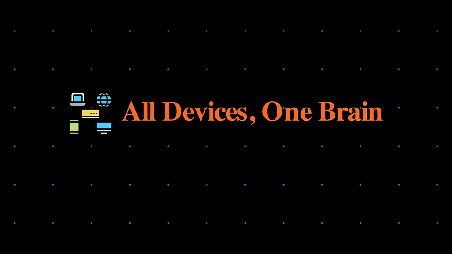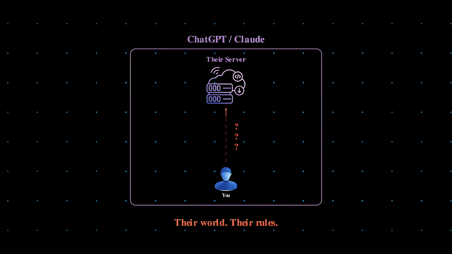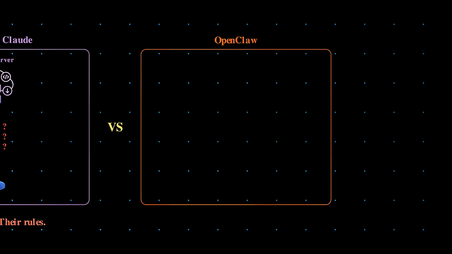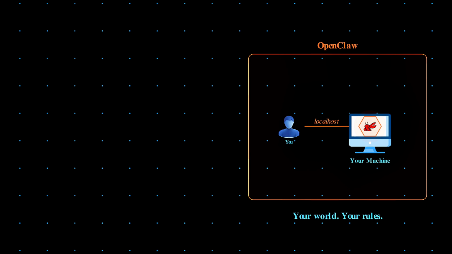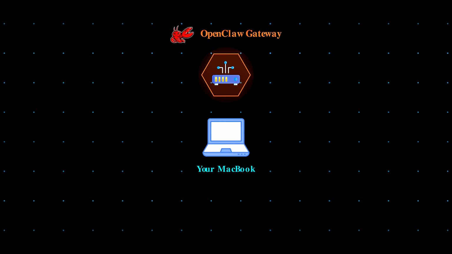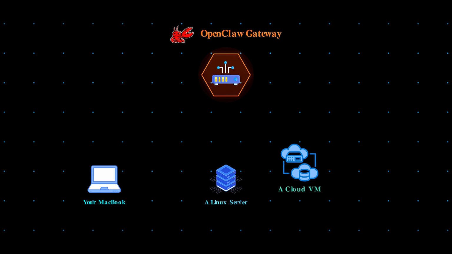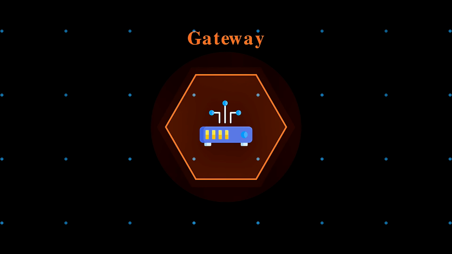All devices, one brain. Your phone, your laptop, your server, same assistant. ChatGPT lives on OpenAI's server. Claude lives on Anthropic's server. Your conversations exist in their world, on their terms. OpenClaw lives in your world. It runs wherever you want, your MacBook, a Linux server, a cloud VM, and wherever the gateway runs, your assistant follows you. These aren't separate apps with separate AI backends.